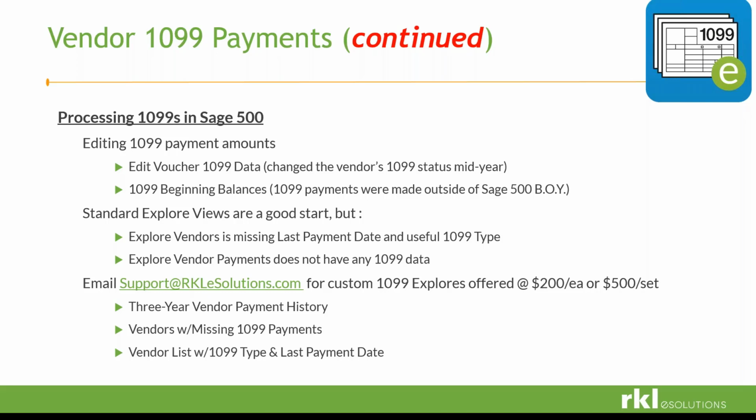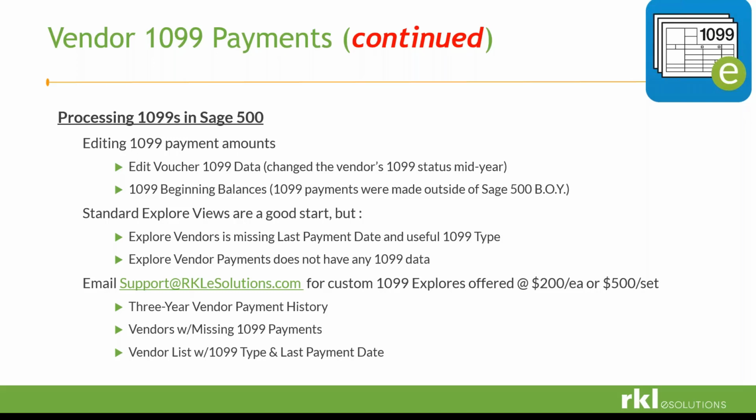For example, the Explore Vendors task doesn't show you the last payment date. So if you wanted to get a list of all vendors you had paid for the current year, that Explore Vendors task won't work for you. It also does not include, out of the box, the 1099 type field.